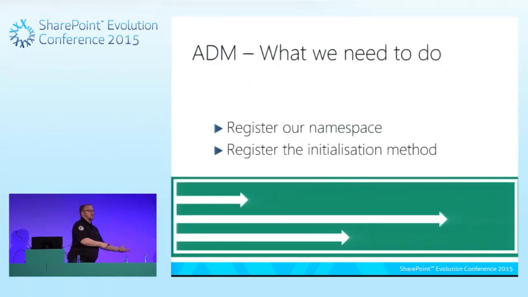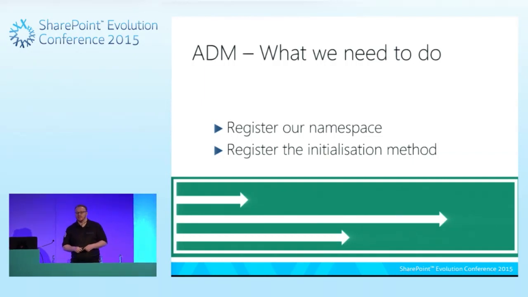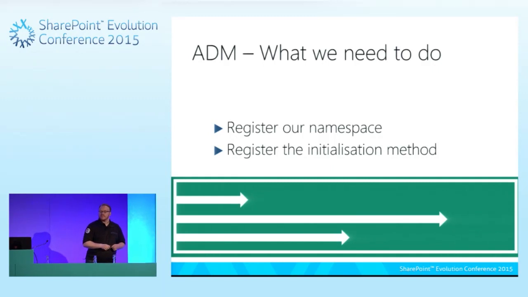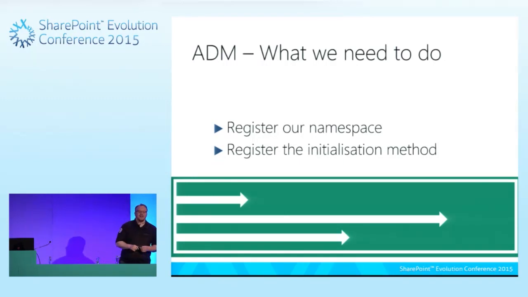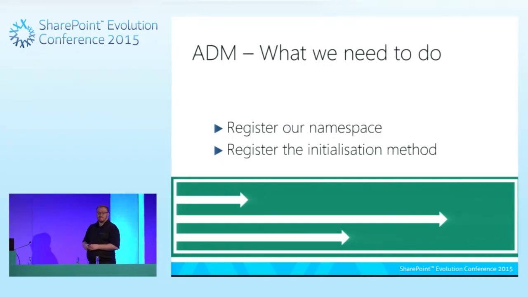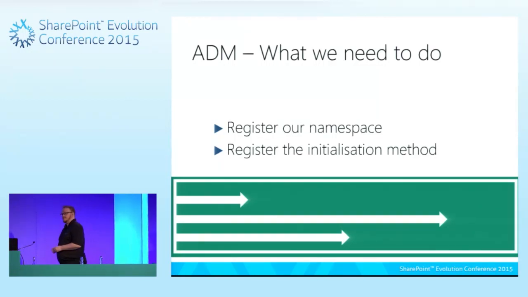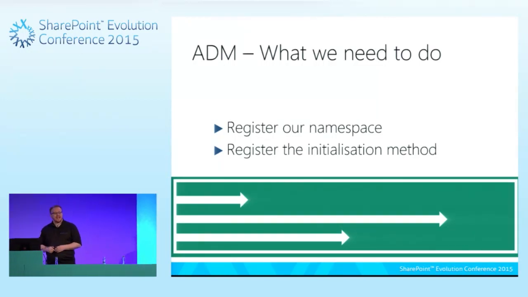So what do we need to do to make our code work with the asynchronous download manager? Well, we only need to do two things. We need to register a namespace and tell it what the initialization method is. We only need to tell it what the initialization method is if you want it to load on every single page or every single page refresh. And SharePoint will actually handle this itself if you write your code correctly.